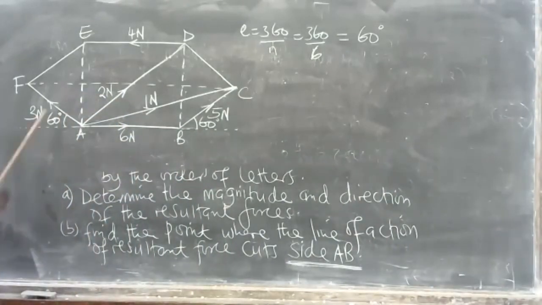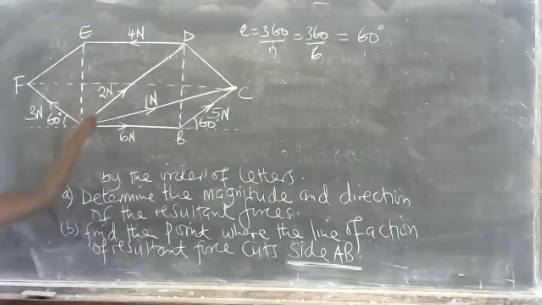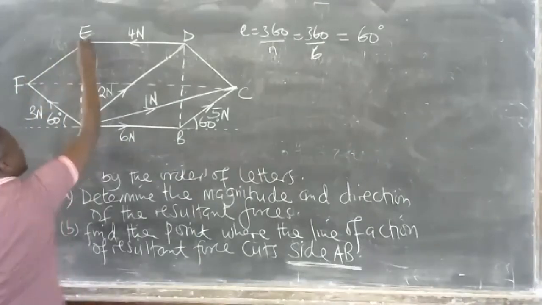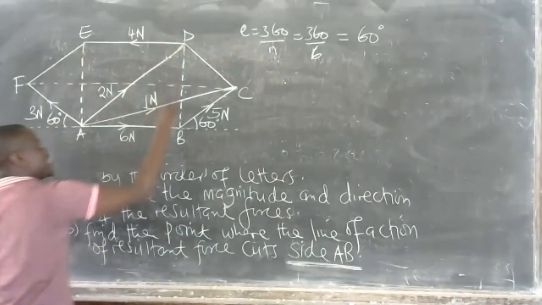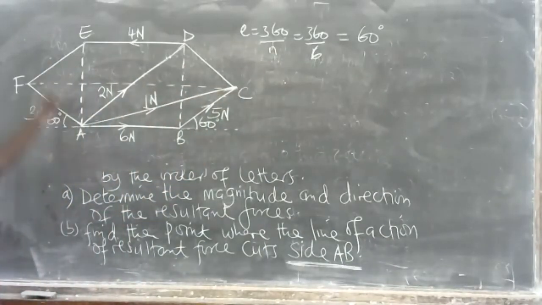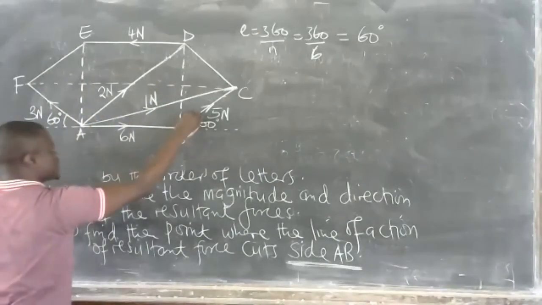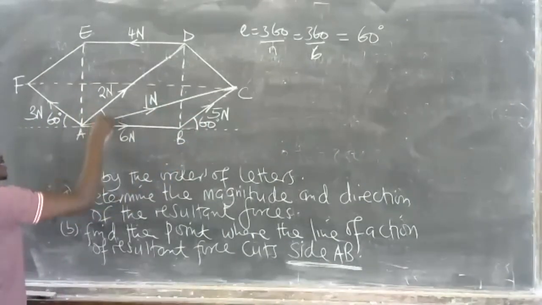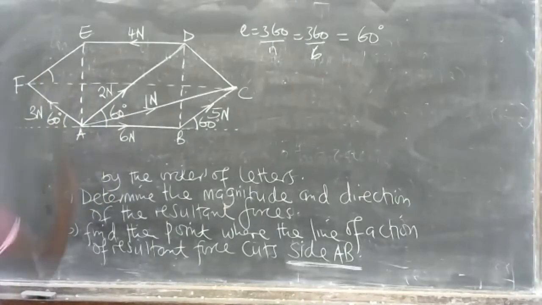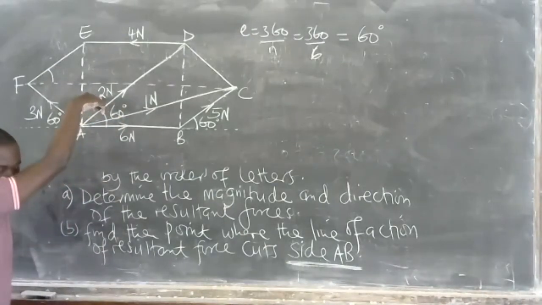Now, I'm interested in the 2 newton force, and you know lines FE, AD, and BC are parallel. So the lines are parallel, meaning the angles they make with the horizontals are the same. 60 degrees here, 60 degrees there, and 60 there. So I'll use 60 degrees to resolve 2 newtons.